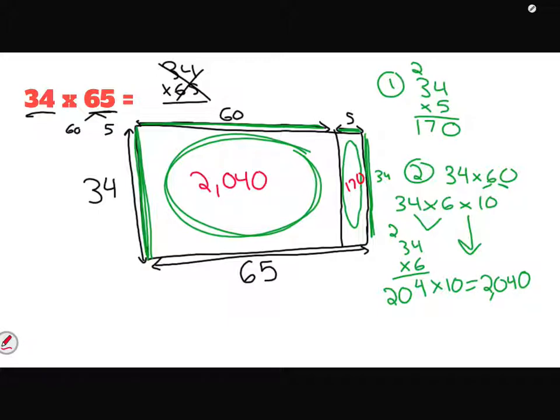My final last step is to add all these two numbers together. So I have 2,040 plus my 170, 7, 8, 9, 10, 11, that'll be 2. And then I get 2,210. Let me check that. 34 times 65, oh, hang on, 34 times 65 equals 2,210.